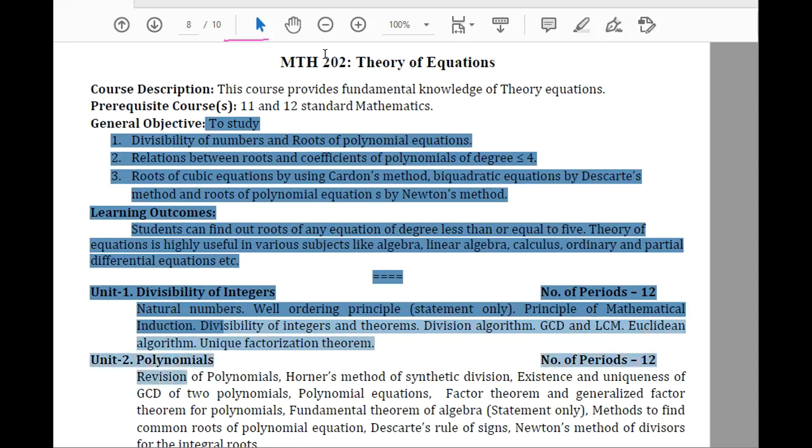Unit 2, polynomials. Revision of polynomials, Horner's method of synthetic division, existence and uniqueness of GCD of 2 polynomials, polynomial equations, factor theorem, generalized factor theorem for polynomials, fundamental theorem of algebra, statement only, methods to find common roots of polynomial equations, then Descartes' rule of signs, and finally Newton's method of divisors for the integral roots.